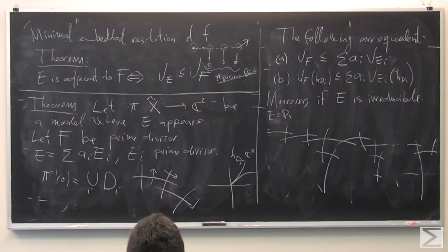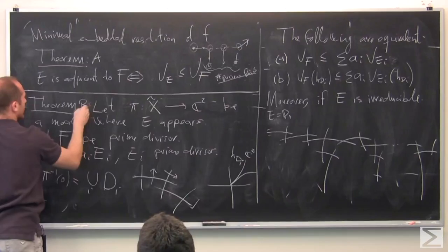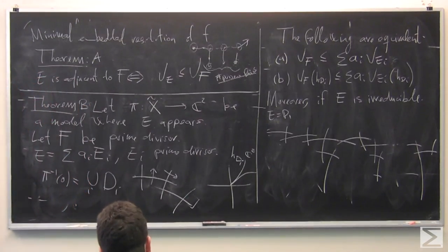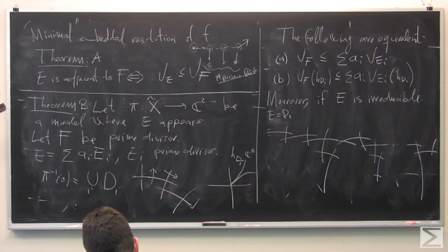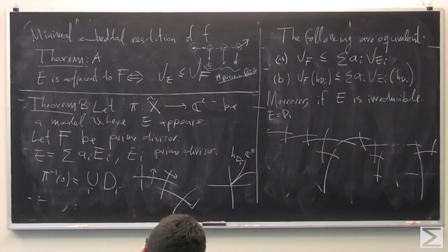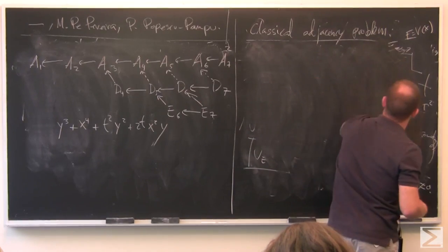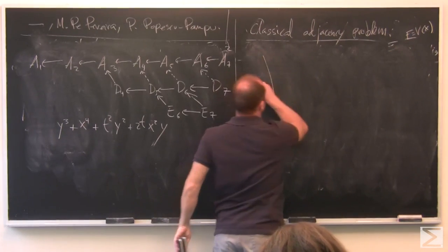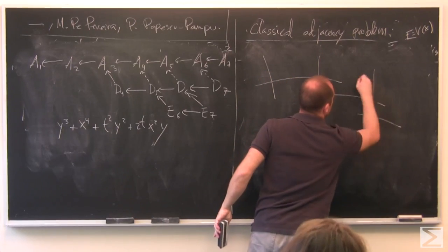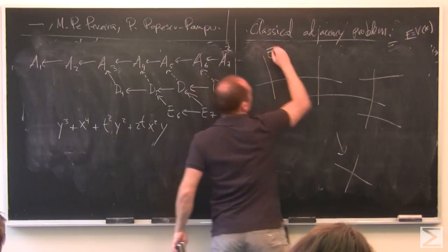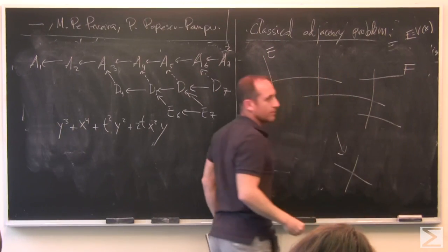Okay. So a corollary of this, let me call this theorem A and this theorem B. So a corollary of theorem A is that the adjacency between divisors is a combinatorial problem. So what does being a combinatorial problem mean? When you have two divisors, you can make the minimal model where they appear, A and F.